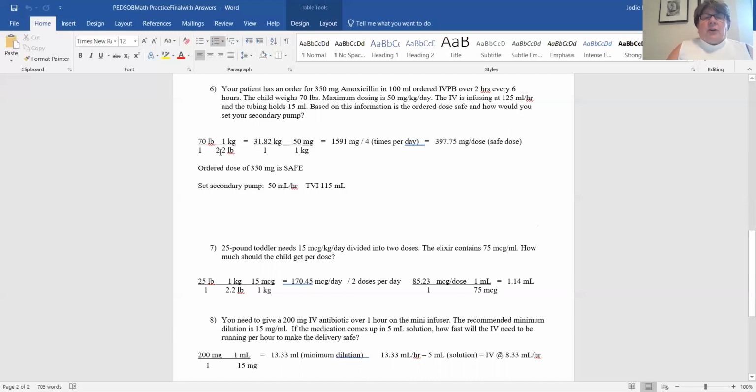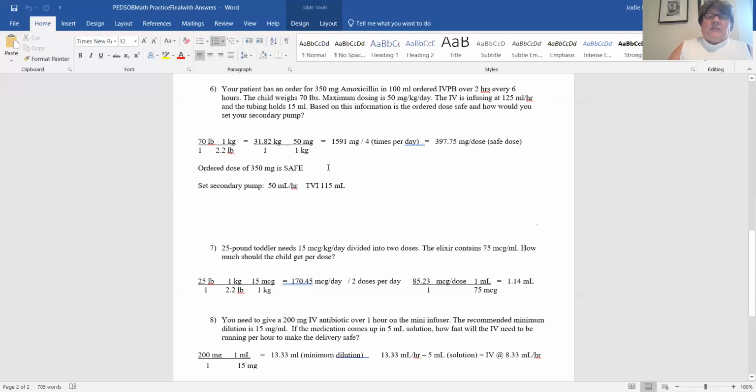So you're first going to convert from the 70 pounds to your kilograms. And then this is the maximum dose in a day. So 1591 milligrams in a full day is going to be the maximum dose, which would be 397.75 milligrams per dose, because you're giving it every 6 hours, so that would be 4 times in a day. So the 350, which is ordered, is safe.